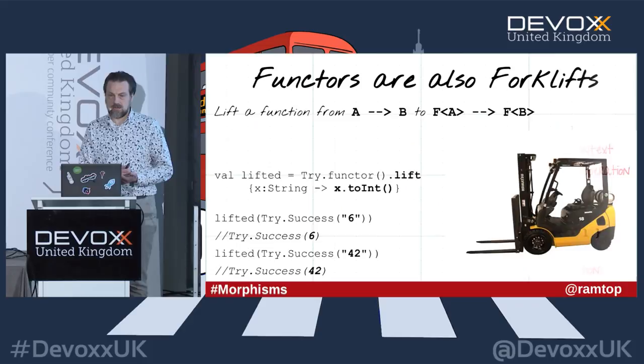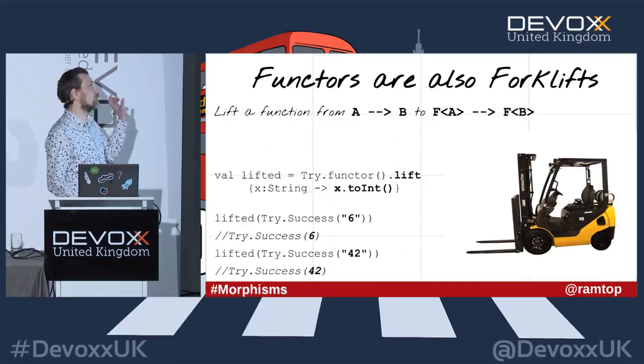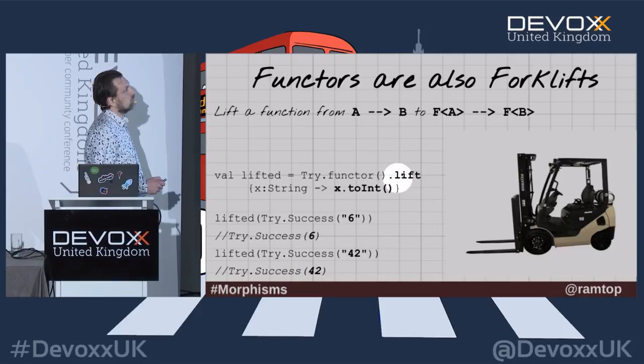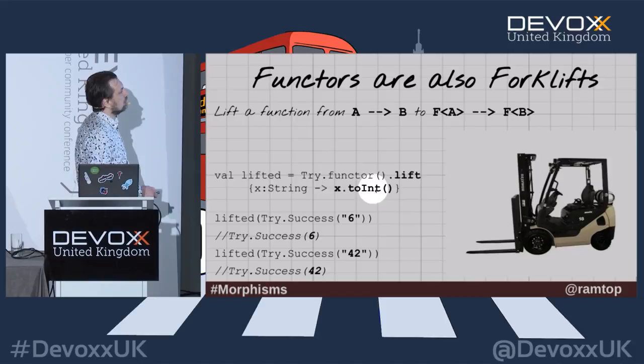And another way to look at functors is as a kind of forklift. Basically, we have a function that goes from A to B, and we transform it to a function that goes from F of A to F of B. When you see F, usually it is a functor. So we have something like string to int. Then when we lift, basically, our lifted type will be something from a functor of string to a functor of int.